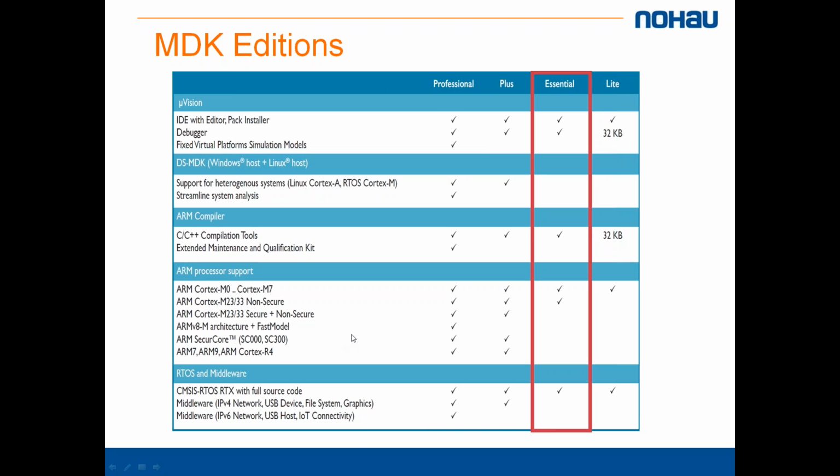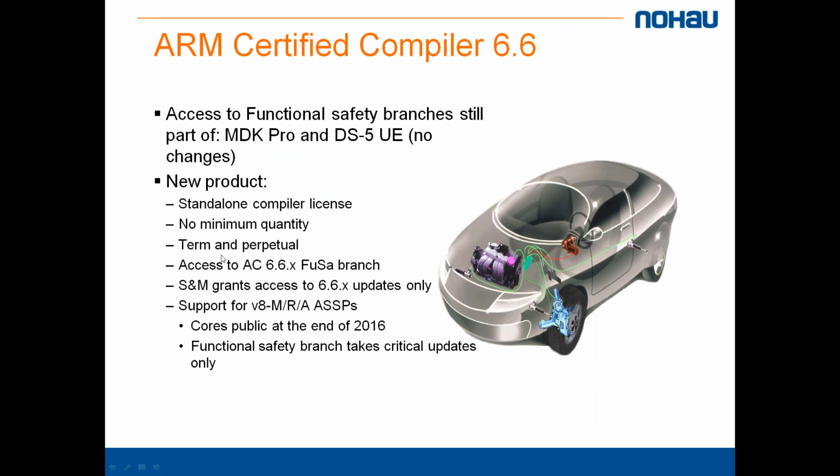So also for those of you who are looking to do functional safety, it comes with the extended maintenance and qualification kit. As you might have heard, there is a new compiler out now, which is ARM Compiler 6. And ARM Compiler 6.6 has been certified with TÜV Süd.